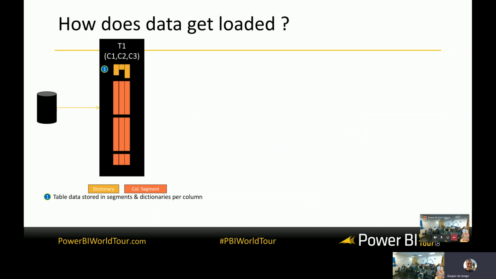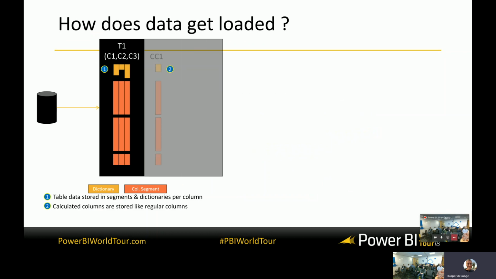This is why some people like Marco and Alberto say, if you order your table when you import data, you might get a better compression, because we start looking into this dictionary every 8 million rows. But again, this is detailed. Calculated columns are actually stored like a regular column. So the expression is getting run, and we'll talk more about that expression in a second. The expression is getting run, and then data is getting stored in the same way into dictionaries and column segments.